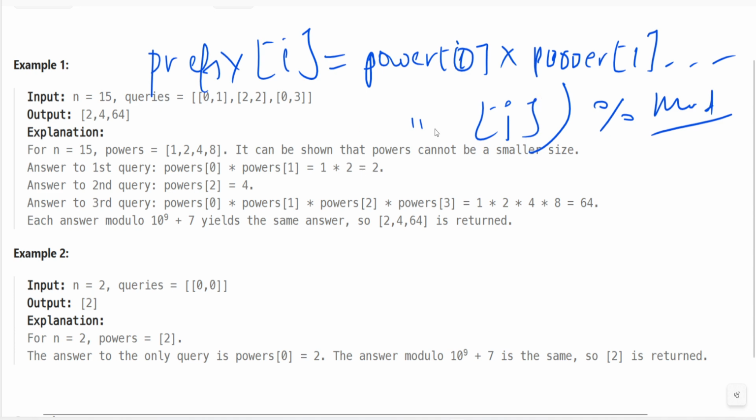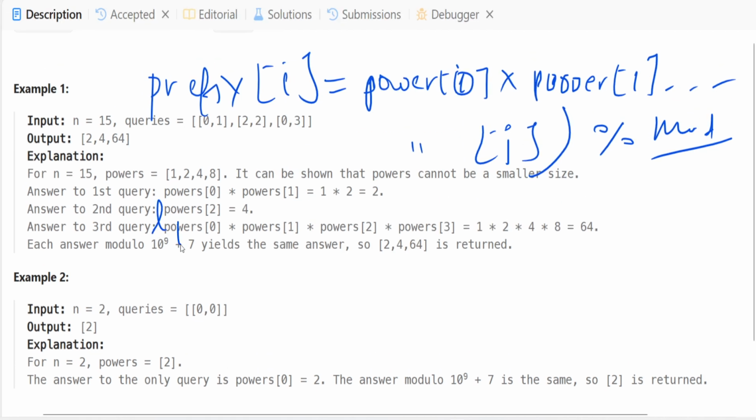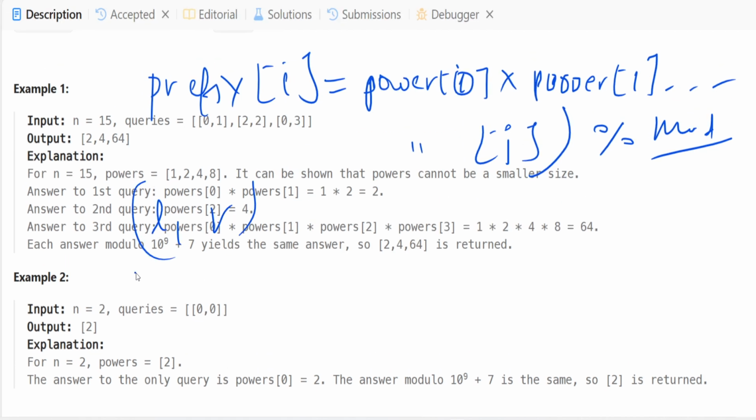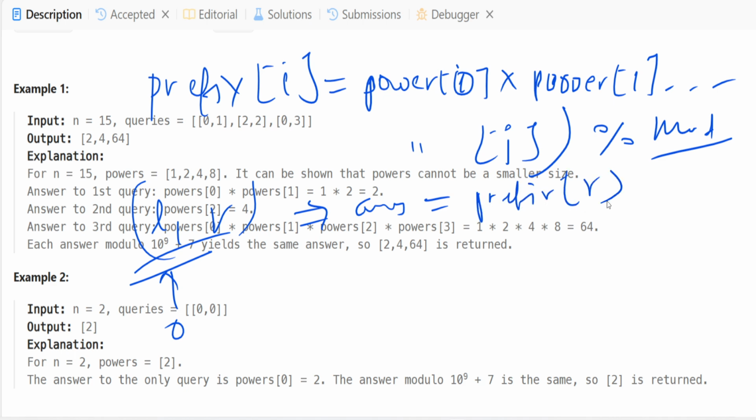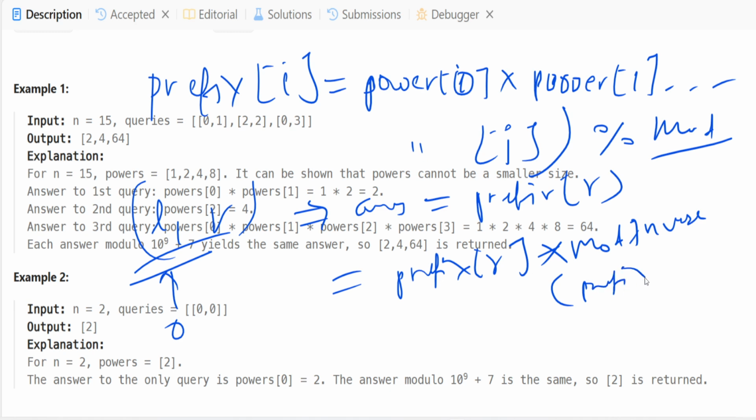Understand? To get the power from left to right, if left is 0, the answer will be the prefix at R, as we have seen. Else, we have to multiply: prefix at R, and we do the mod inverse. You remember mod inverse? We'll do the mod inverse of prefix at L minus 1, and then you can take the mod if you want.